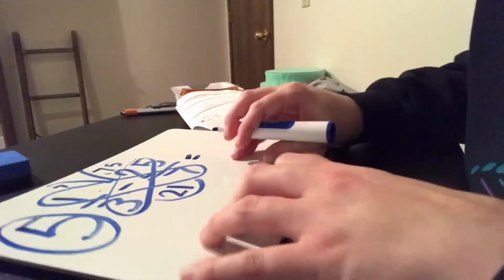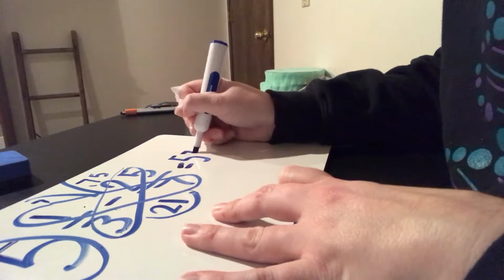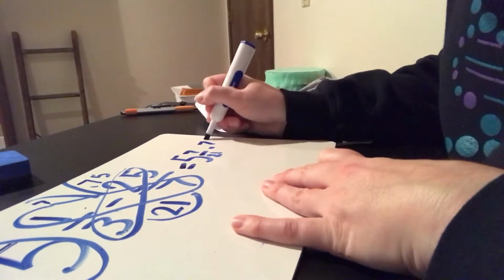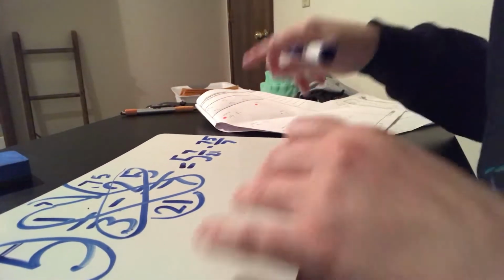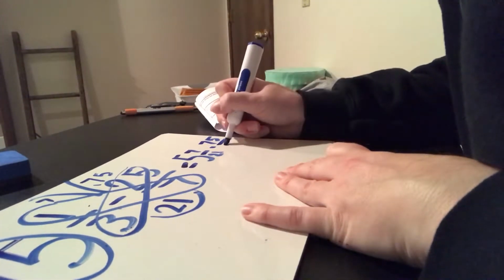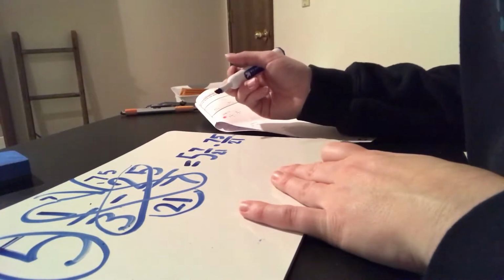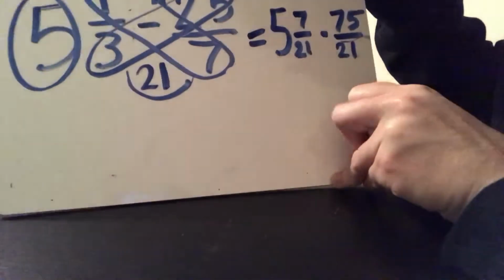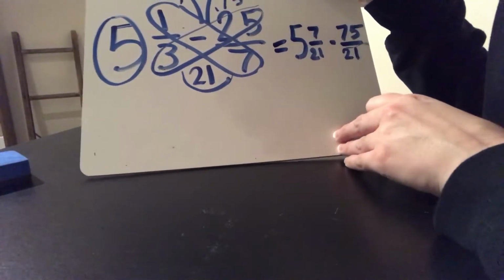I don't want to forget about my whole number over here, so I'm going to bring it over. 5 and 7/21 minus 75/21. Ooh, that's an ugly number. That's a really ugly number. So I'm at a point where I need to make a decision here. So far my work kind of looks like that. I'm going to rewrite it down here at the bottom.